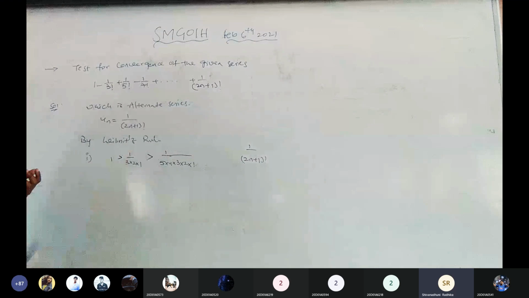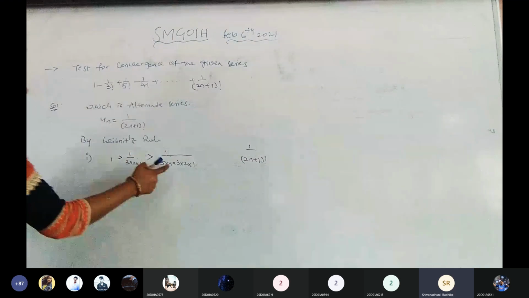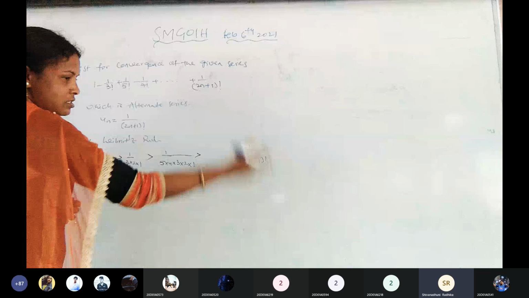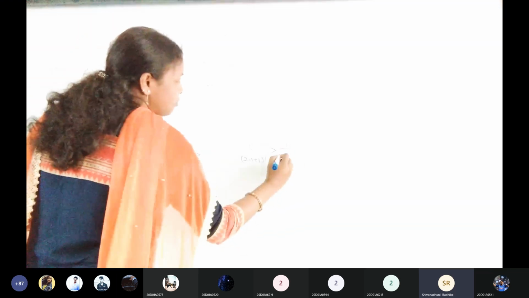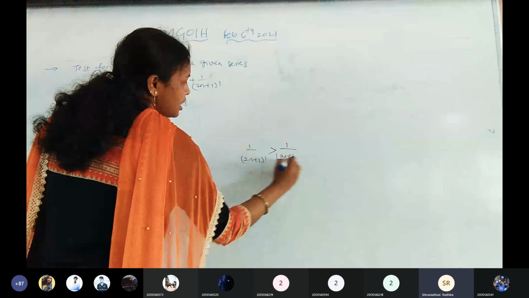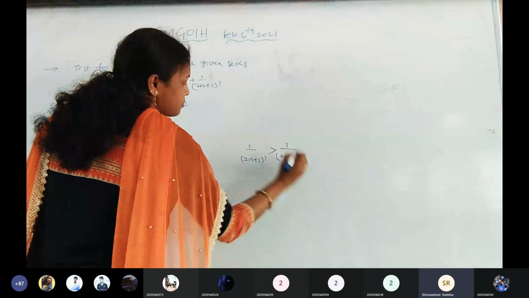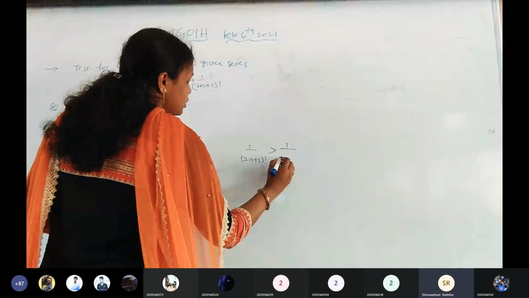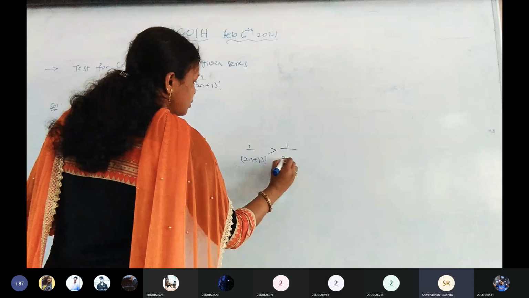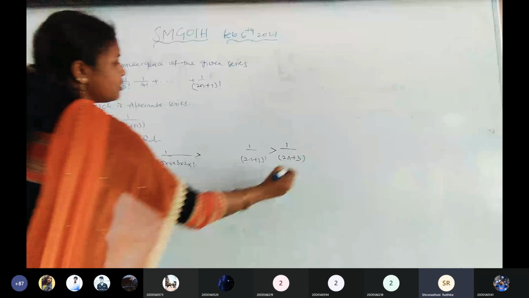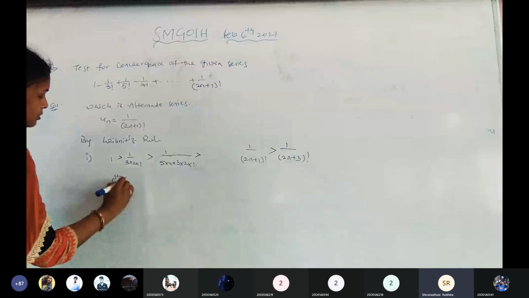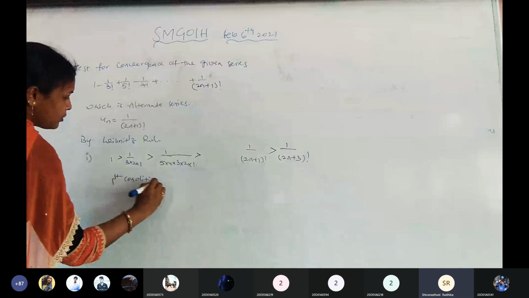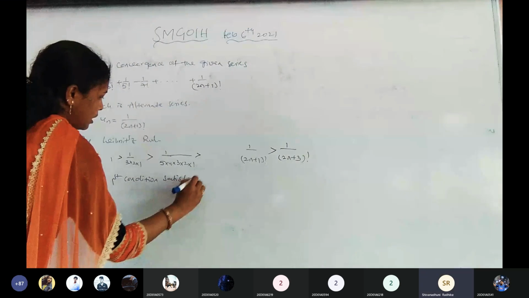Again, the second term will be the biggest value compared with the next succeeding terms. Again, this is the biggest value compared with the n plus 1 term, 2n plus 3, the next term. What is the next one here? The difference is 2. So 2n plus 2, 2n plus 3. So this is the n plus 1 term. Okay, ma'am? Now the first condition is satisfied.